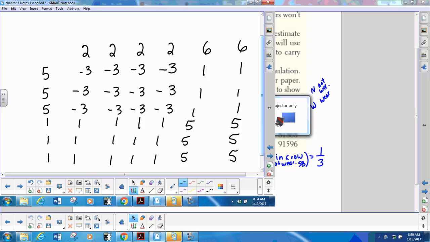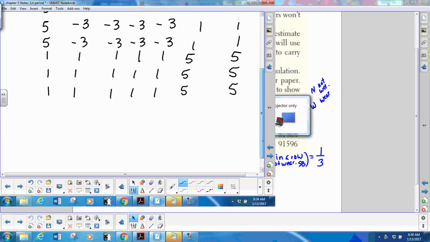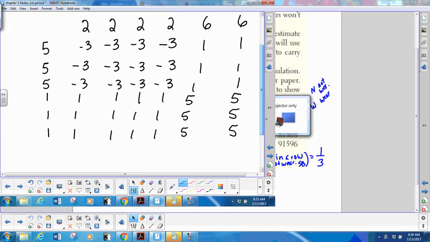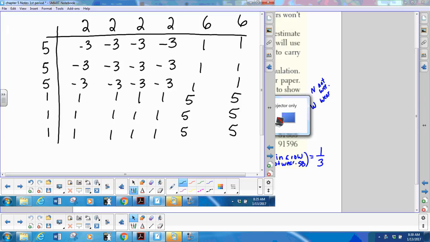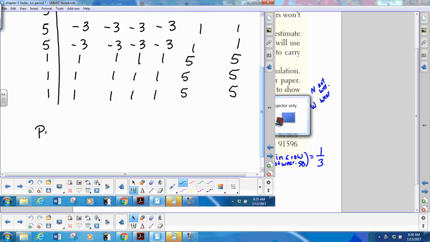So it says, make a probability model. Well, a probability model is just saying what are the things that can happen and what's the probability that they'll happen. So in our probability model, only 3 things can happen. We can get a negative 3, a 1, or a 5. So our probability model: you get a negative 3, a 5, and a 1.